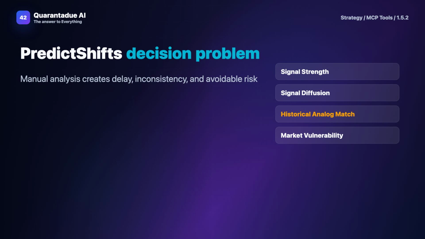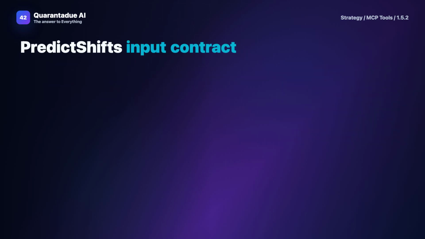Predict Shifts starts with a defined input contract. Typical inputs include signal strength, signal diffusion, historical analog match, market vulnerability, and regulatory volatility. Keeping these fields explicit reduces ambiguity and makes every run easier to audit.